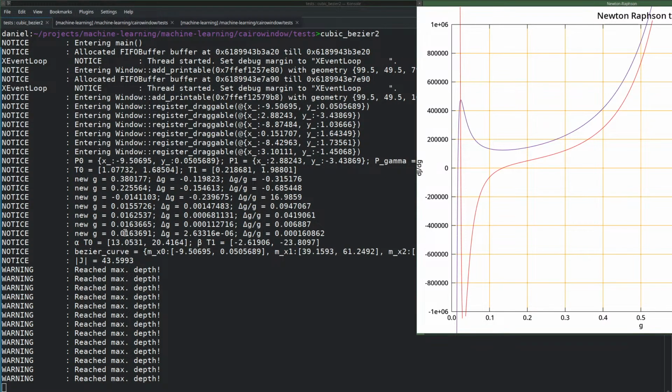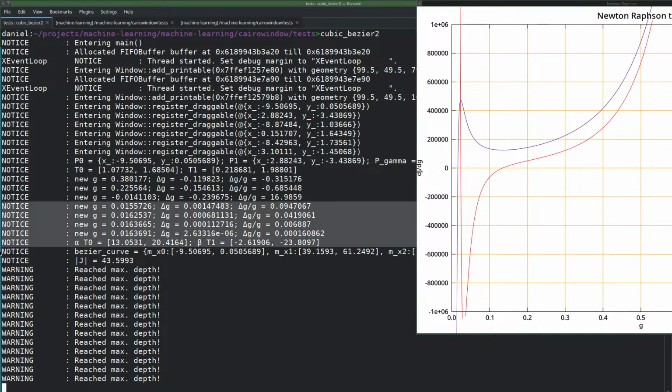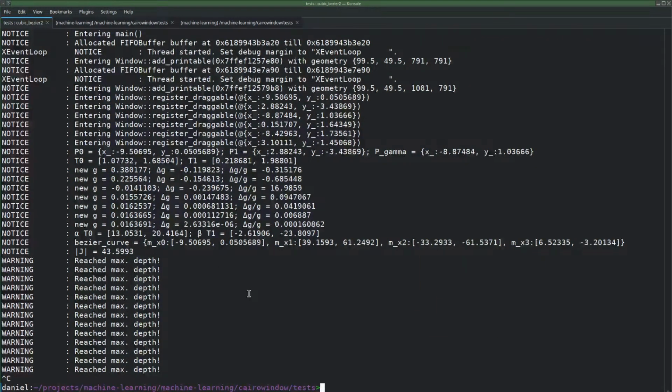UG 0.01. Is that 0.01? I guess it is. So eventually it did use it because this is only printed when Newton-Raphson is used. Eventually it uses Newton-Raphson. And this is the first time it would have used the bracket because it's a negative. Let me just print it.